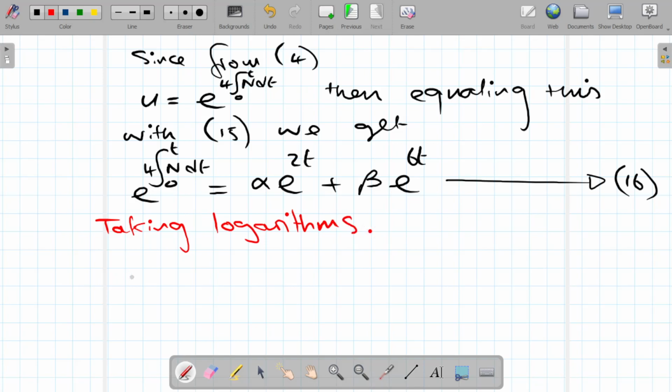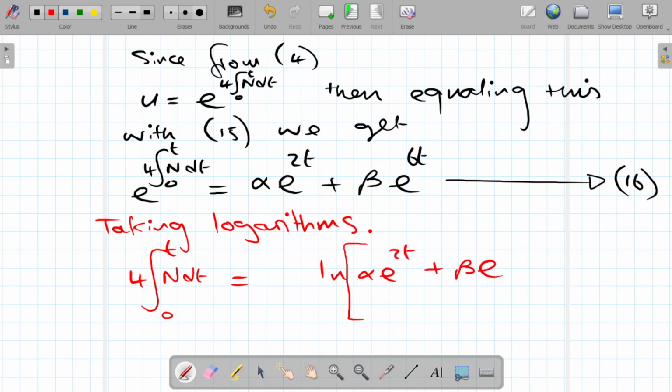Taking logarithms, we get 4 times the integral from 0 to t of n dt equal to the logarithm of alpha e to the 2t plus beta e to the 6t. We'll call that equation 17. Now, we still haven't got n on its own, so what do we do?